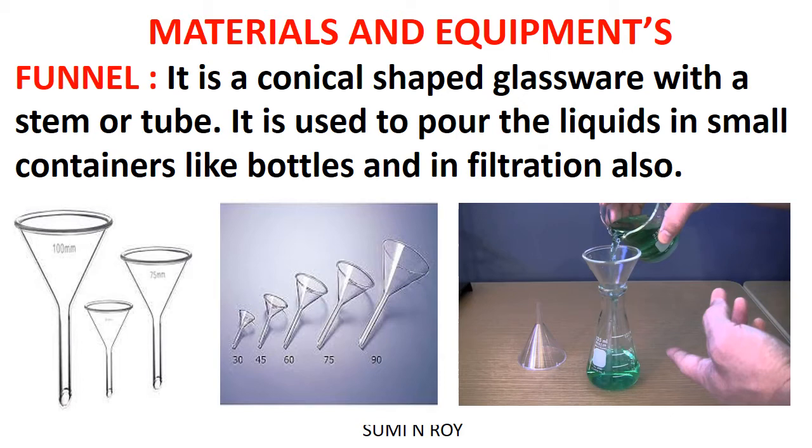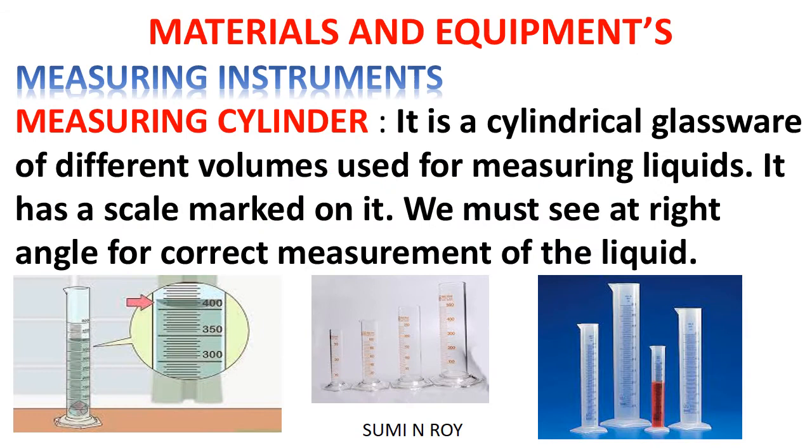Now we will learn about other instruments. The next set of instruments is measuring instruments. One such instrument is the measuring cylinder. It is a cylindrical glassware of different volumes used for measuring liquids. It has a small scale marked on it. We must look at a right angle for correct measurement of the liquid. They are available in different sizes.